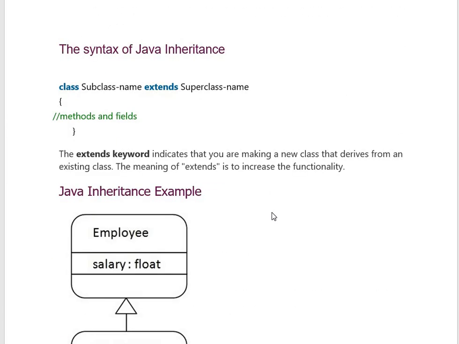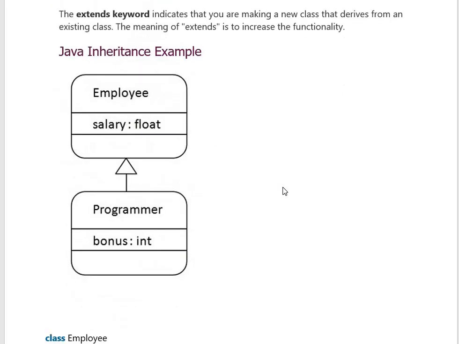This is the syntax of inheritance: class subclass name extends superclass name. Here we are going to declare the method and field declaration. The extends keyword indicates that you are making a new class that is derived from an existing class. The extends keyword is used to increase functionality. Here the employee is a superclass, the programmer is a subclass. So we are going to extend here.